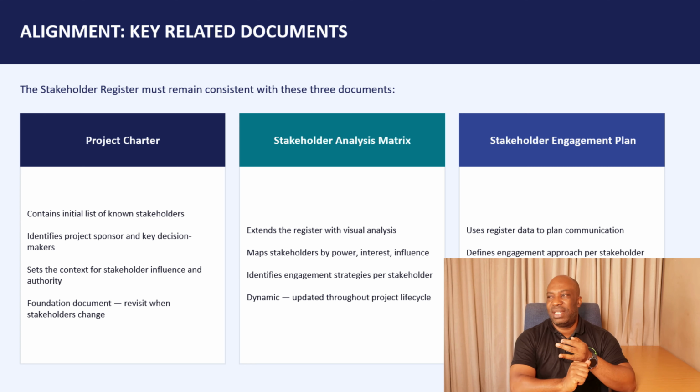So stakeholder register cannot exist in isolation. There are certain alignment documents that it must be aligned to, and there are 3 of them. The first, it must be aligned to the project charter, which gives the roles and responsibility. It must also align with a stakeholder analysis matrix, where you also extend the register. You map stakeholders according to power, interest, and also influence. Then you also have the stakeholder engagement plan. It must be aligned to these 3 documents: project charter, stakeholder analysis matrix, and also the stakeholder engagement plan.